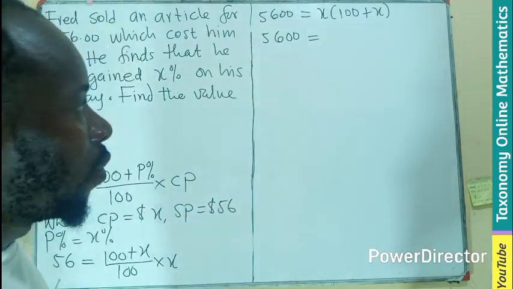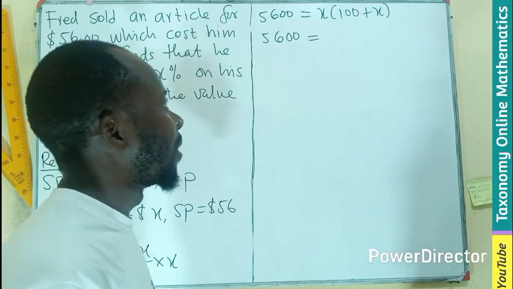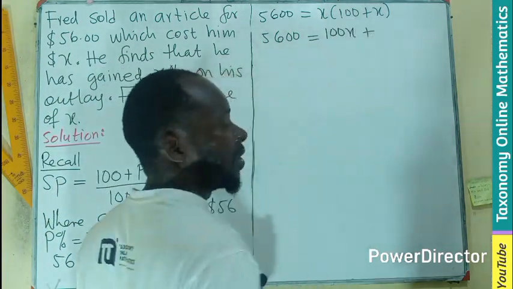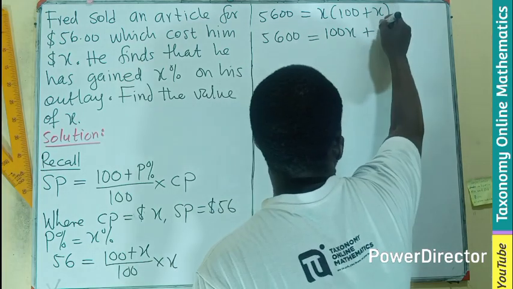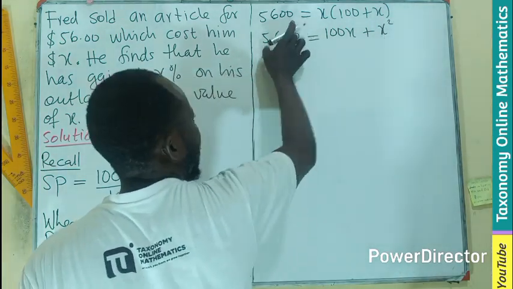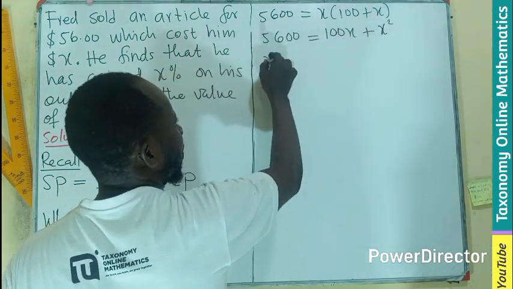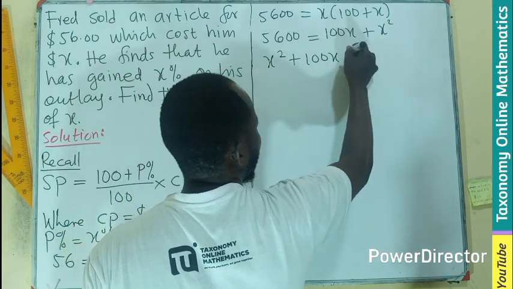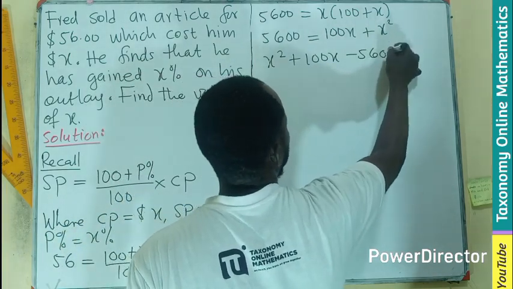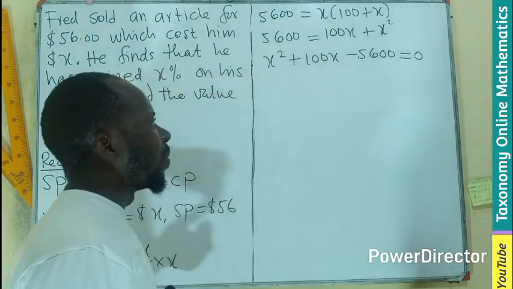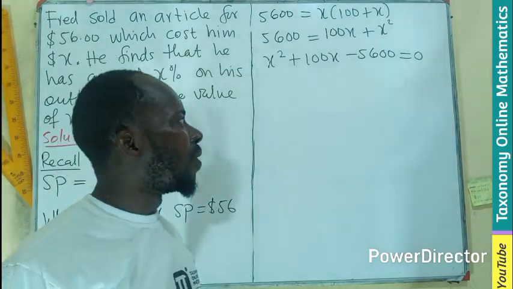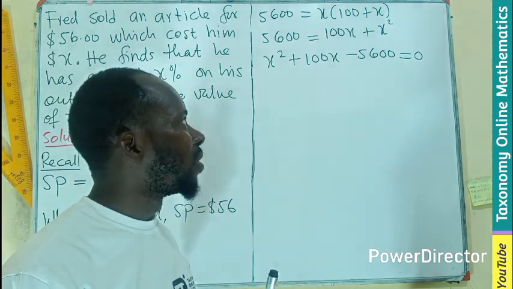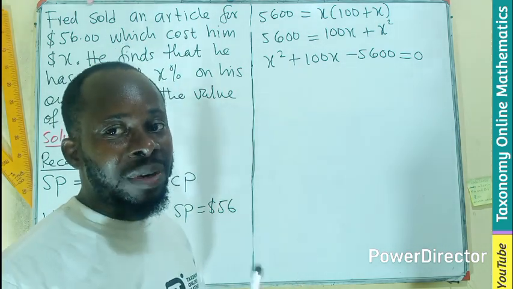5,600 equals, as we open the bracket, X times 100 will give us 100X. X times X will give you X squared. So now let's transpose this to the other side. That makes it X squared plus 100X minus 5,600 equals 0. So here we are looking for factors of 5,600 that, when added, give 100. It will be difficult to find.